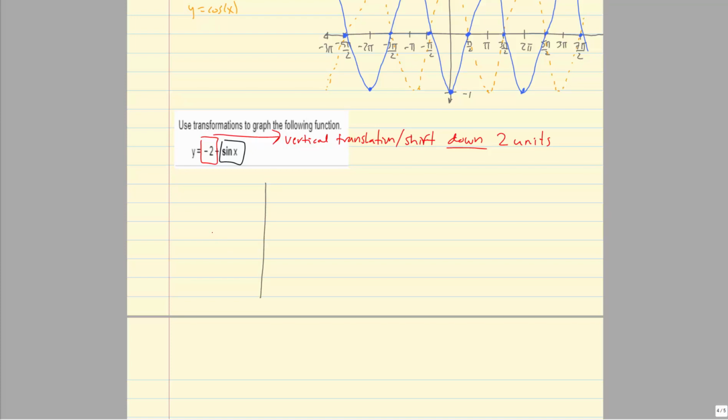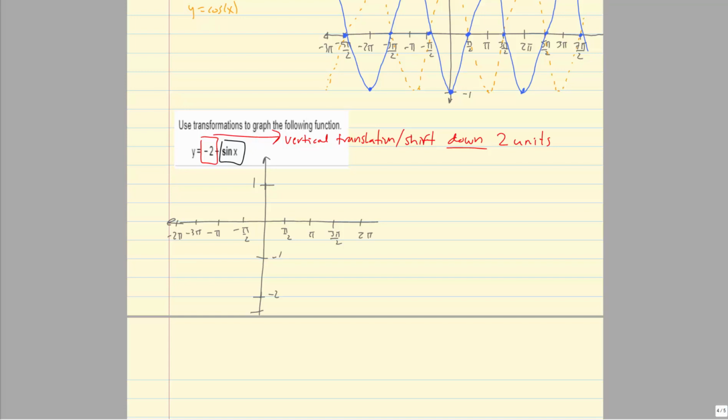Now I'm going to make sure I leave enough room underneath to be able to move it down 2 units. So here would be 1, here would be -1, here would be a -2. Okay, now our points, there's nothing going on horizontally, so the pi over 2, pi, 3 pi over 2, and 2 pi shouldn't be making a huge difference here. These should not be moving because there's no horizontal movement at all.